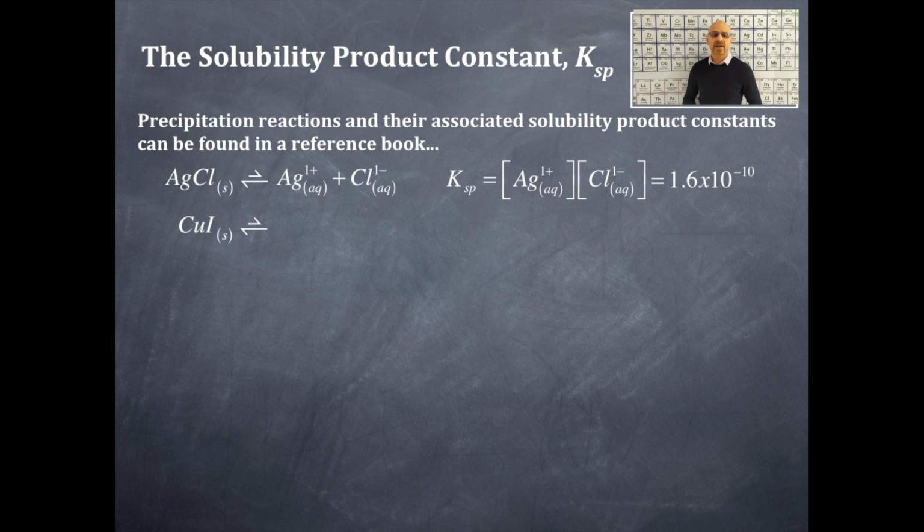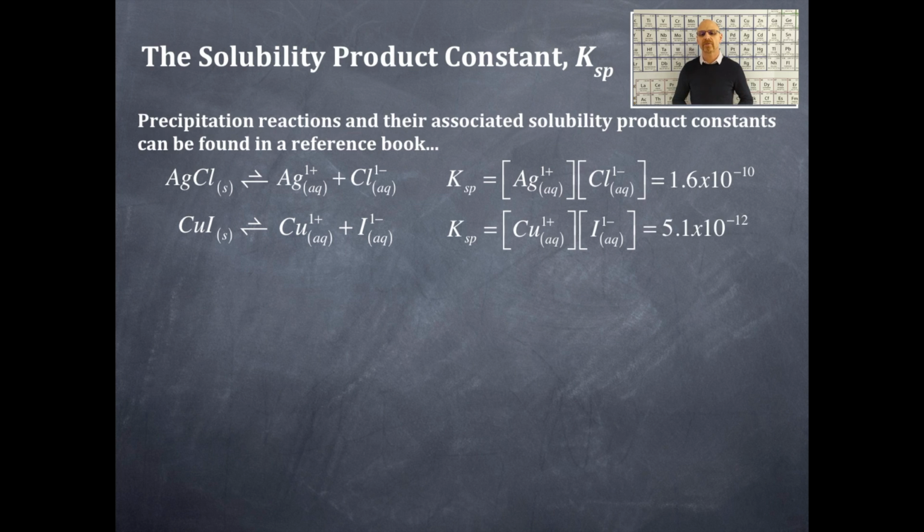Here's another one, and that is cuprous iodide. This is also a solid, and it slightly dissociates to a very small extent into copper 1 and iodide ion. The KSP equation is the copper ion times the iodide ion. Stoichiometric coefficients are 1s, therefore the exponents are 1s. You can look this value up in your textbook as well. That's 5.1 times 10 to the negative 12. Again, times 10 to the negative 12 also indicates that this is reactant favored.